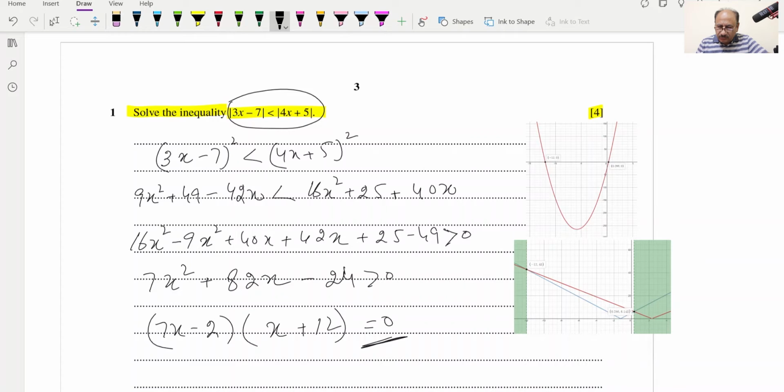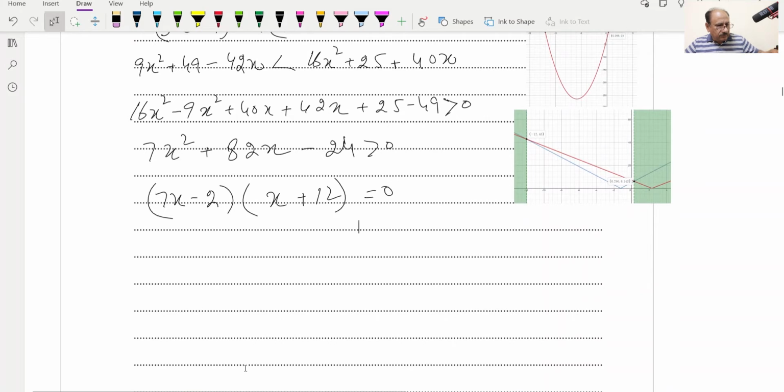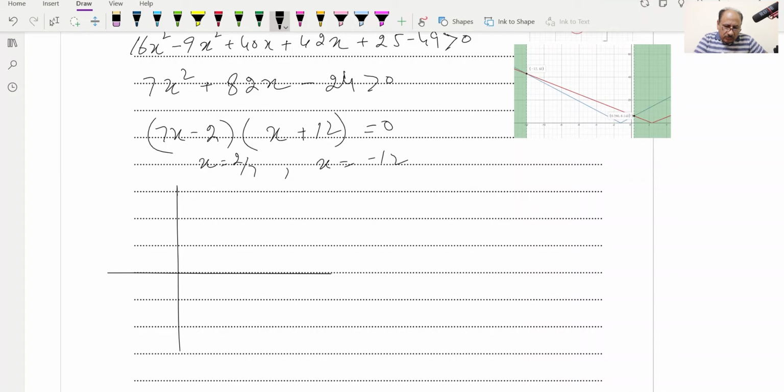Then we will be checking the signs of the solutions. So we can check the quadratic graph. We can draw it over here, like for example this one, and the solutions are what? Solutions are x equal to 2 by 7 and x equal to minus 12. So minus 12 and 2 by 7, so we can draw like this. This is minus 12, and this point is 2 over 7.